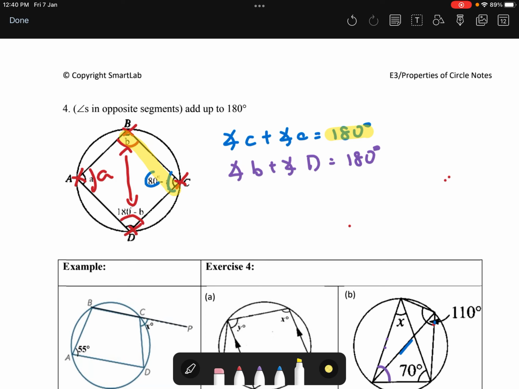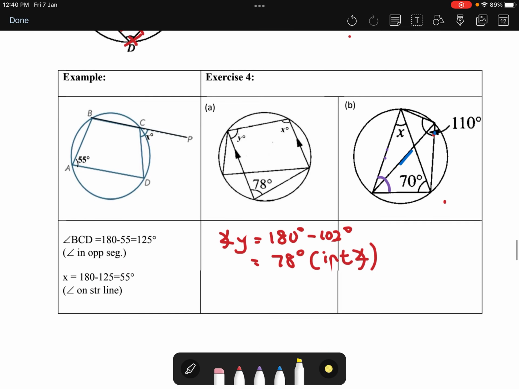Alright, okay, so let's take a look at this example. In this example, I want to find angle X. So first thing, I want to make use of the property. I must ensure that the 4 points are touching the circumference of the circle. Okay, so if this is 55 degrees, this angle will be 125 degrees. So if this is 125, angle X will be 55 degrees.